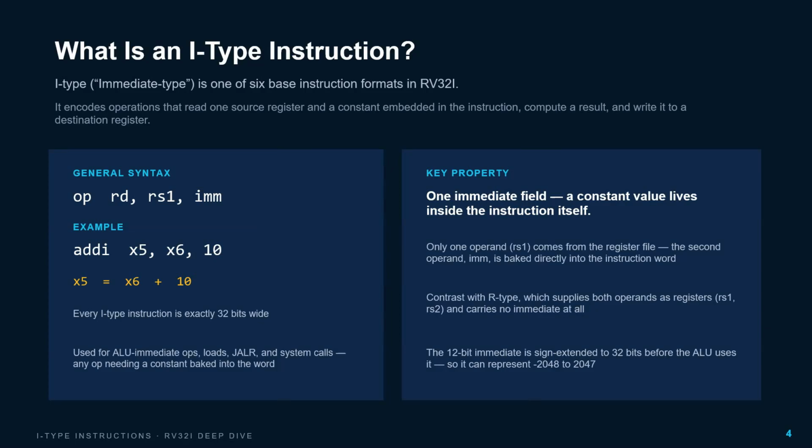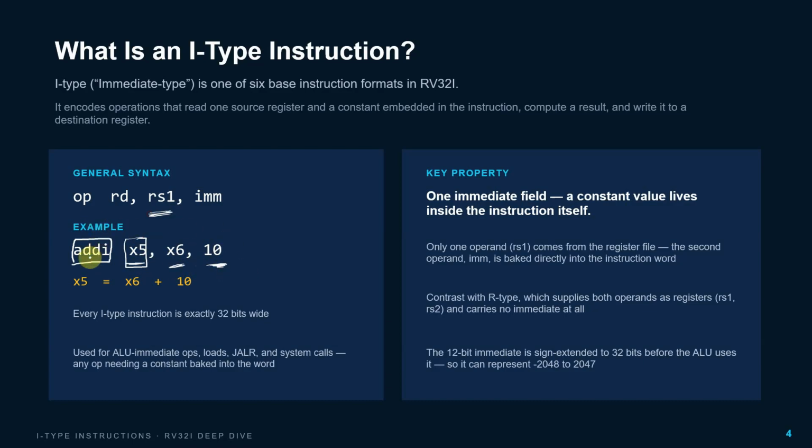This I-type instruction, which is of immediate type, is one of the six base instruction formats in RV32I, and it encodes operations that read from one source register and a constant embedded in the instruction itself. For example, here is an immediate instruction, ADDI. X5 is my destination register, this is the source register RS1, and this is your immediate value. In the case of I-type instructions, you have an option to add the content present inside your register with the immediate value. That is what we are going to do here.